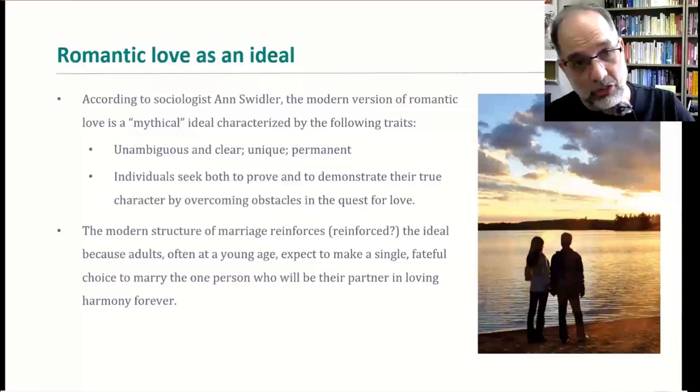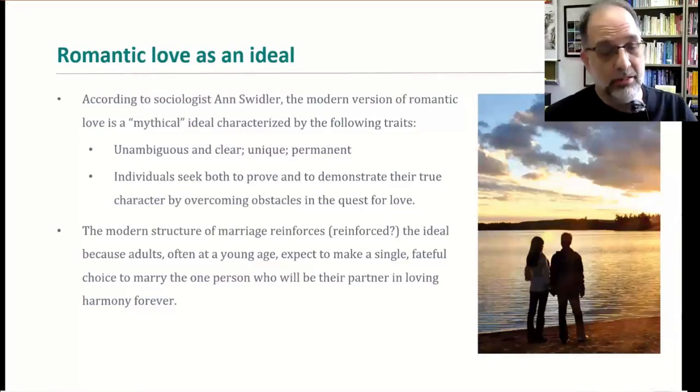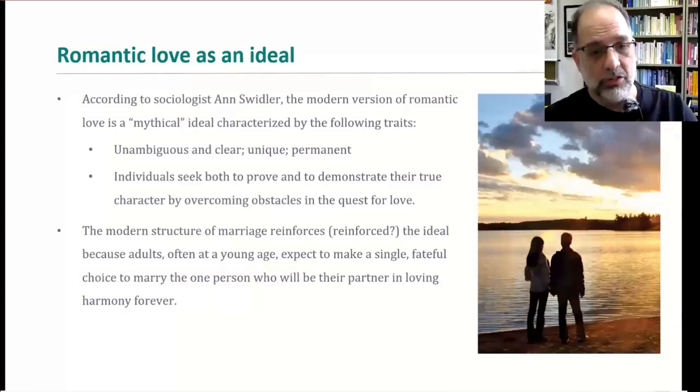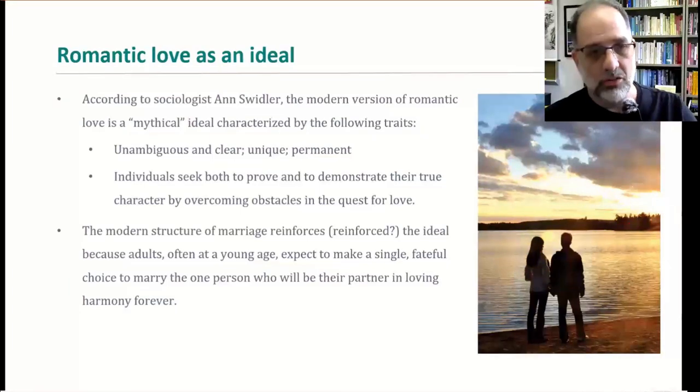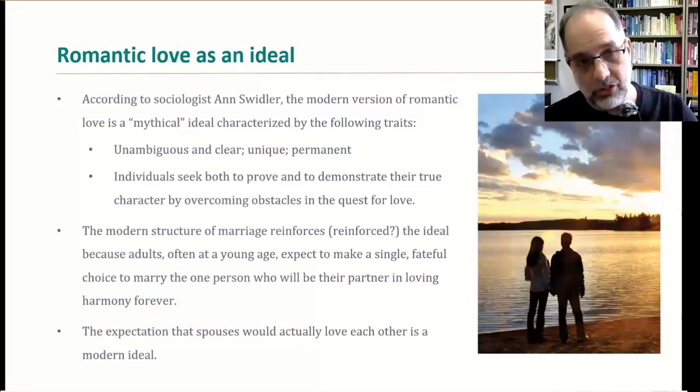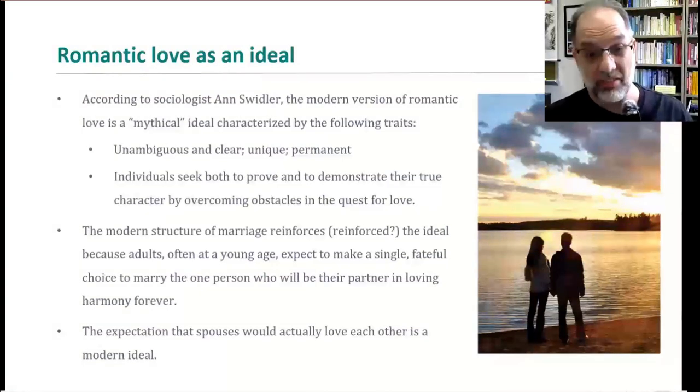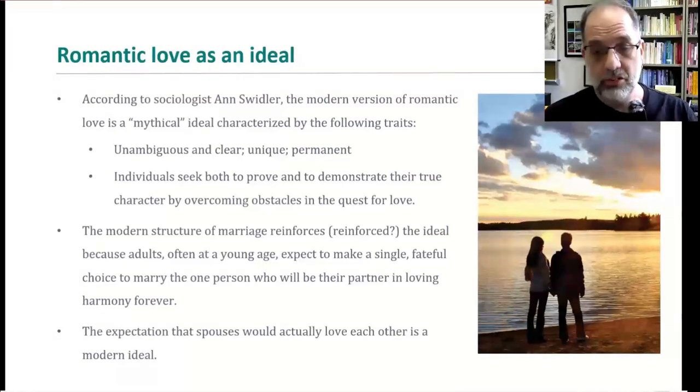Now, our modern structure of marriage reinforces, or at least used to reinforce, this ideal. That's because we expected, not that long ago, and some people still do, to have, at a young age, one single person about whom you would make a fateful choice to marry and stay together in loving harmony forever. So that's the social embodiment of the romantic ideal. We should acknowledge, historically speaking, that the idea that spouses would really love each other is a modern ideal. This is not the way humans always structured their families, certainly not in pre-modern societies where marriage was much more practical, economic or religious, and was not all about passionate love.